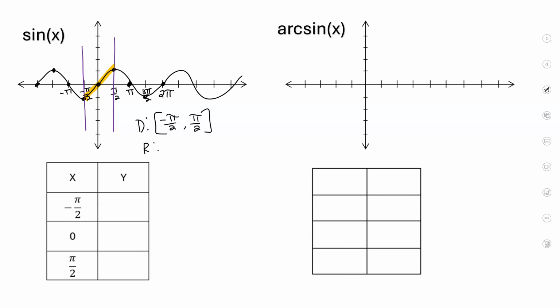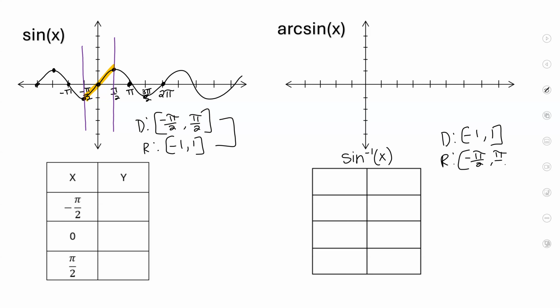My range is -1 to +1. So now that I restricted the domain, I can now find the inverse of sine. Now, the domain and the range will be reversed. So my domain of the inverse would be -1 to 1, and my range would be negative pi over 2 to pi over 2. So let's get the points and graph the inverse sine function.